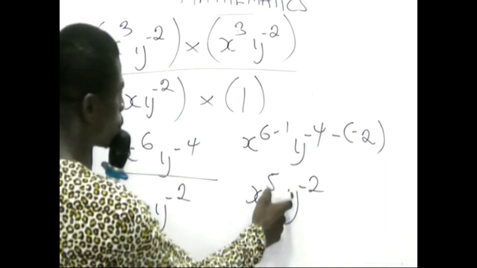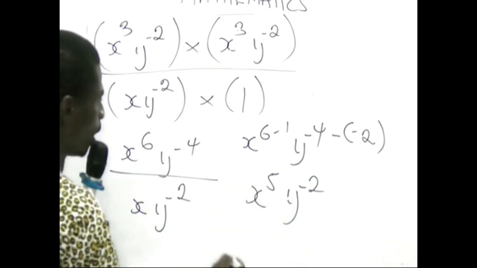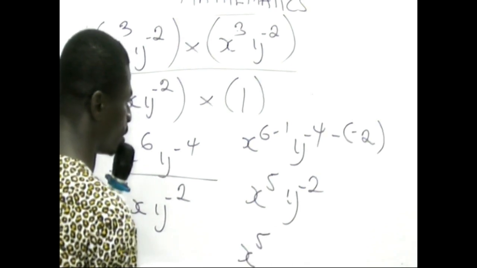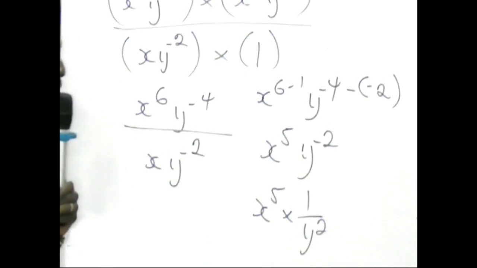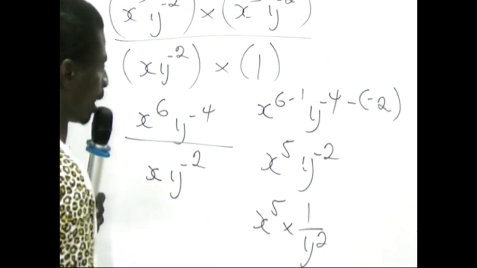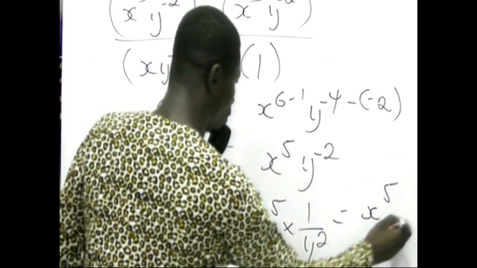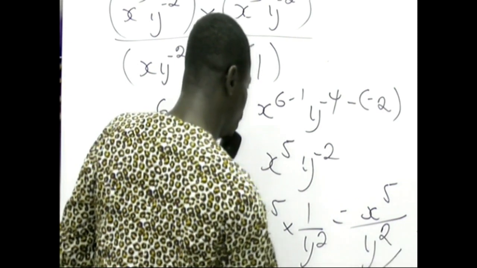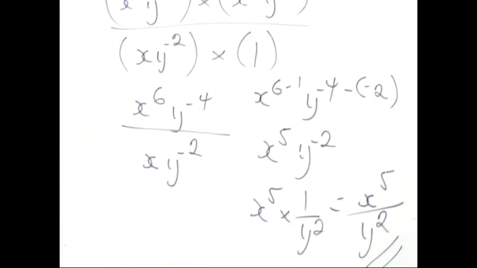And because this one is y power negative 2, we can write the inverse if you want. And the inverse of y power negative 2 will simply be x power 5 times 1 over y squared. If you do the inverse, we simply get x power 5 all over y squared. And so this becomes your solution.